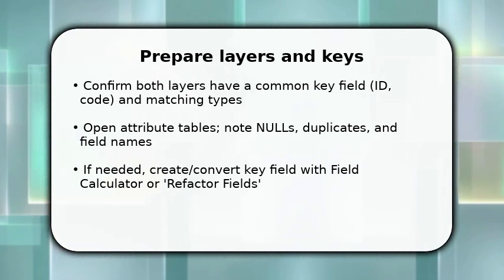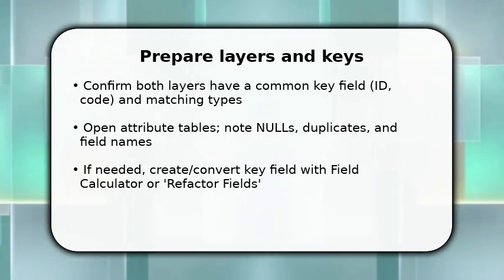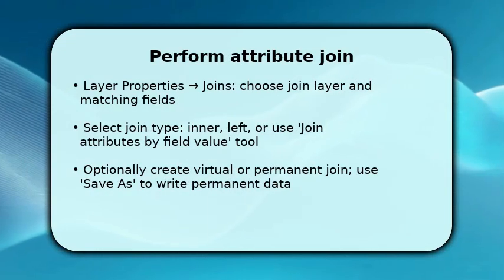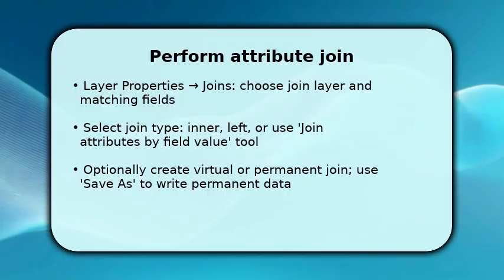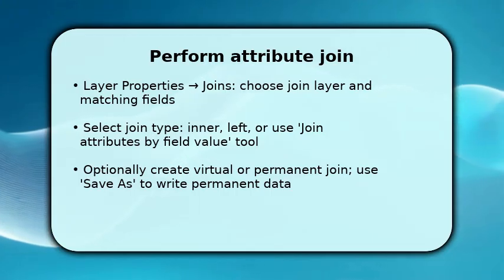You now execute the join. Open layer properties for the target layer and select the Joins tab. Pick the join layer and map the matching fields. Alternatively, run Processing → Join attributes by field value for more control, choosing inner or left join depending on whether you need unmatched rows preserved.